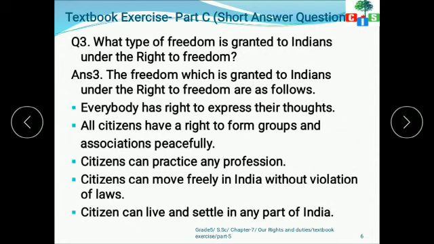Then citizens can move freely in India without violation of laws. So we can go anywhere, but we are not supposed to break the law. Okay, we should follow the laws and move anywhere freely in India. Then citizens can live and settle in any part of India. So in any part, anywhere, we can go and settle there. So this all comes into the right to freedom. Fine. Now move to the next question.